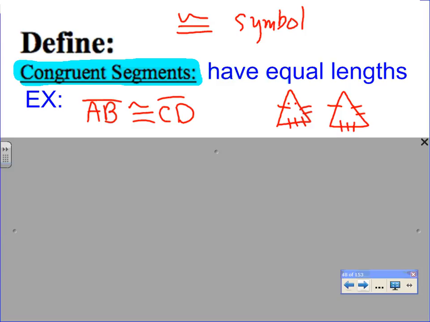If we had an example here and we said, okay, these two segments are congruent. These are segments because there's just a line above it, okay? This would mean segment AB is congruent to segment CD.